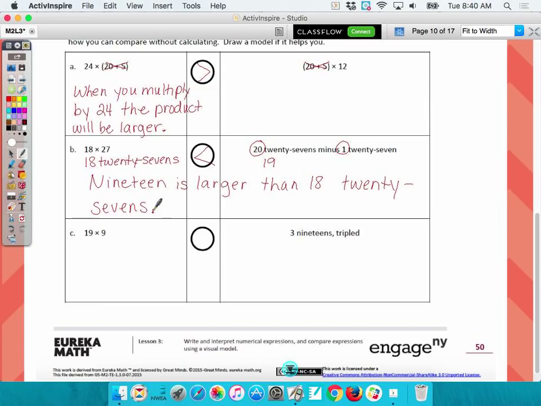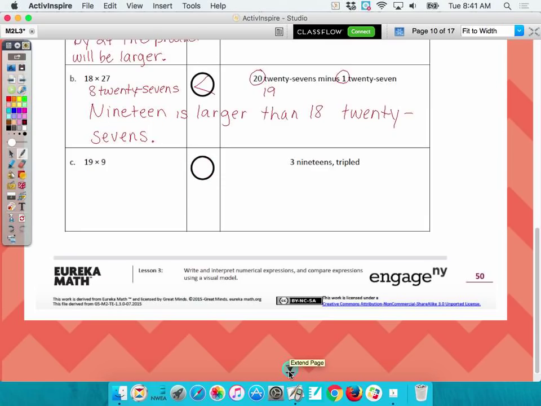Oh, this one's tricky. I think we better draw a diagram here. So I'm going to do 9 groups of 19. Okay? Because I don't want to draw 19 boxes, do I? I'm going to go ahead and draw 9 of them. And what will be in each box? 19. 19. And I can barely fit it. So each box is 19. Okay?